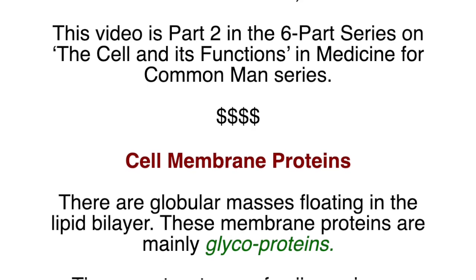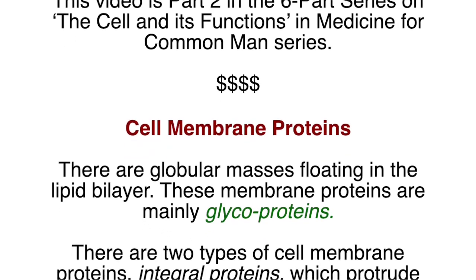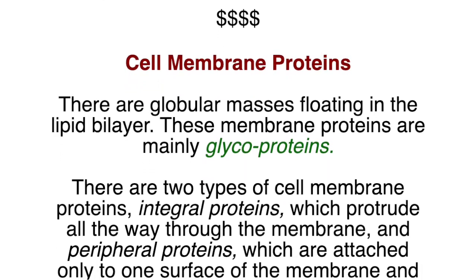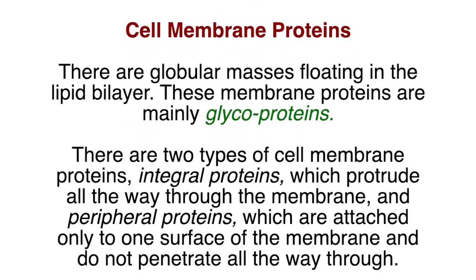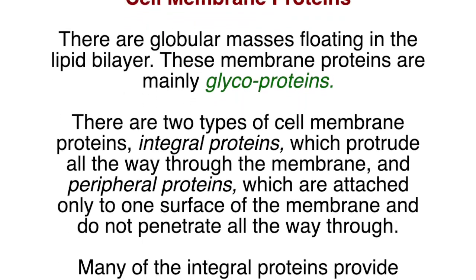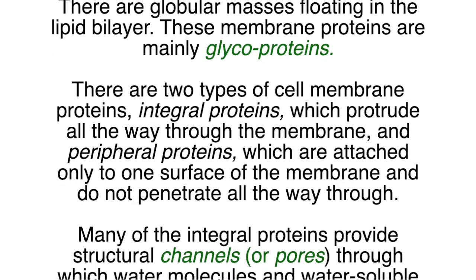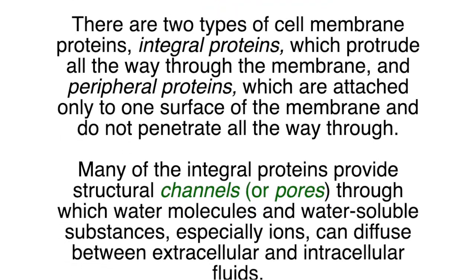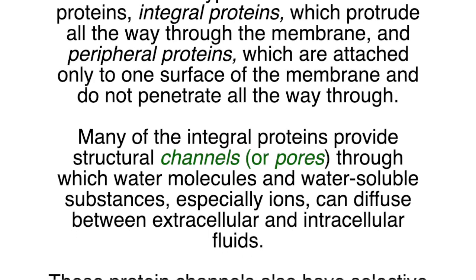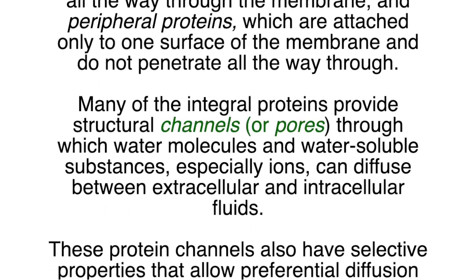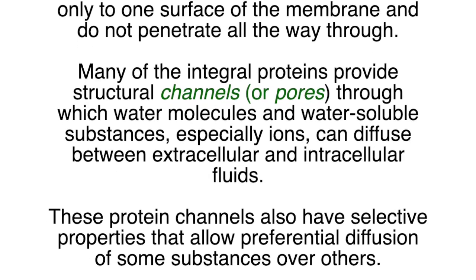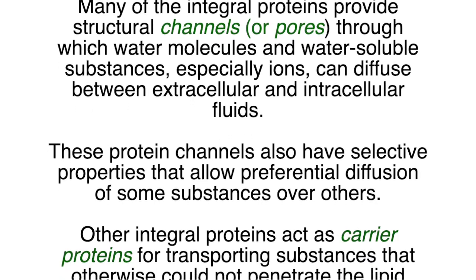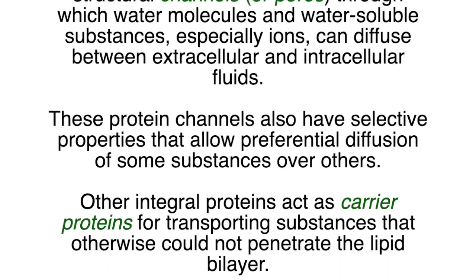There are two types of cell membrane proteins: integral proteins, which protrude all the way through the membrane, and peripheral proteins, which are attached only to one surface of the membrane and do not penetrate all the way through. Many of the integral proteins provide structural channels or pores through which water molecules and water-soluble substances, especially ions, can diffuse between extracellular and intracellular fluids. These protein channels also have selective properties that allow preferential diffusion of some substances over others.